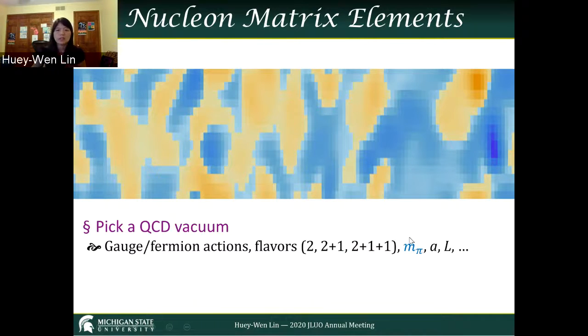And then you have a choice of the quark masses, which is indicated as the pion mass here. You can choose your resolution, etc. So a lot of those parameters are decided when you pick a QCD vacuum.